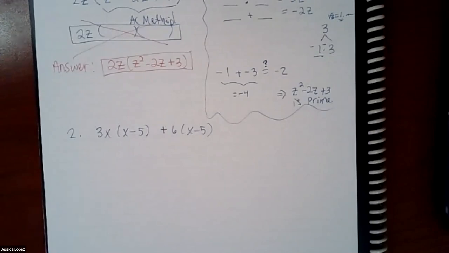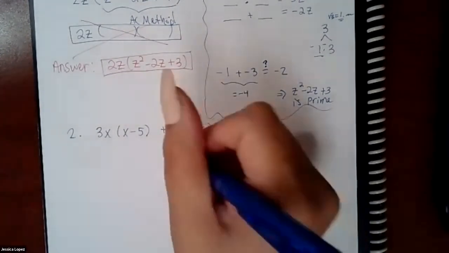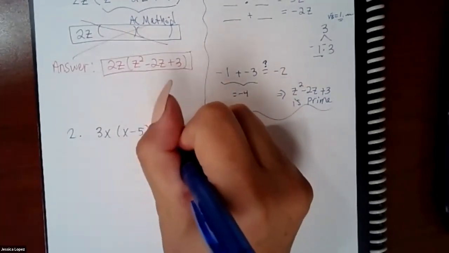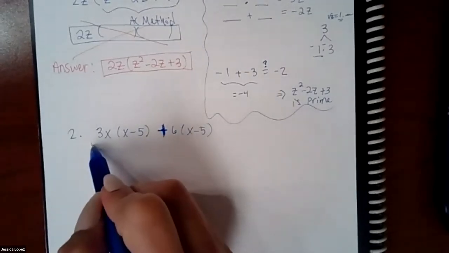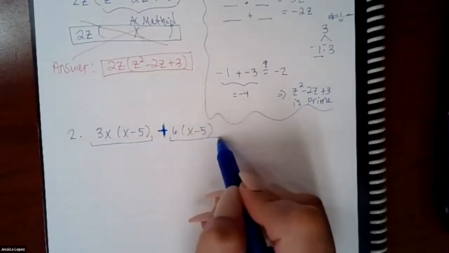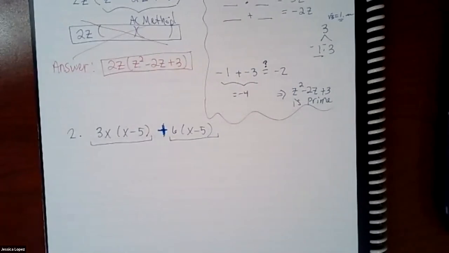Here's where your eyes need to see this as one giant plus sign in the middle. And so you have two terms. You have this term and you have this term. If I group it, if I make it obvious like that, do you see that they have anything in common? It wouldn't be three, would it? They do have a five. And they have an x minus five. So they have two things in common.